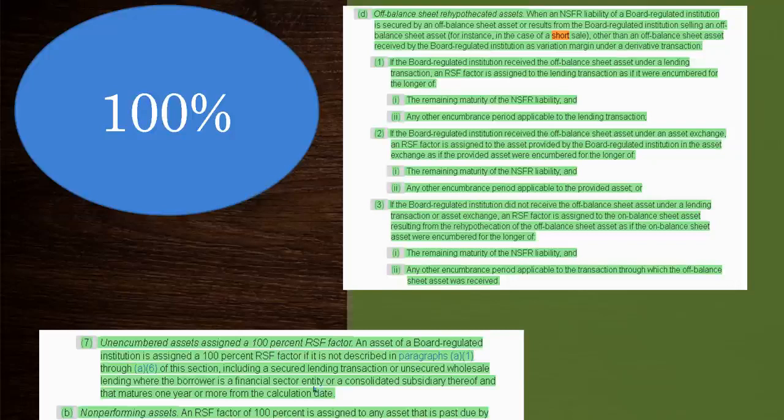So there you have it. That's basically it. I'll leave this PowerPoint below. It says right here, if the board-regulated institution did not receive the off-balance sheet asset under a lending transaction or asset exchange, an RSF factor is assigned to the on-balance sheet asset resulting from the rehypothecation of the off-balance sheet asset, as if the on-balance sheet asset were encumbered for the longer of the remaining maturity or any other encumbrance period applicable. So take that for what it's worth.